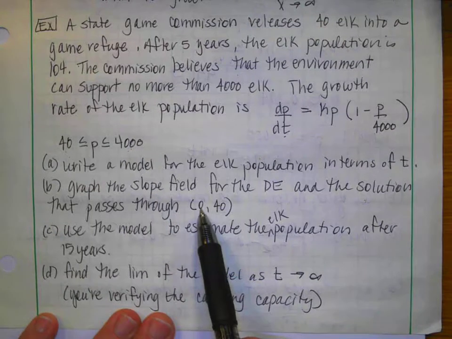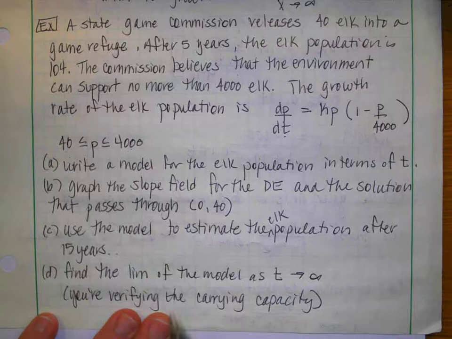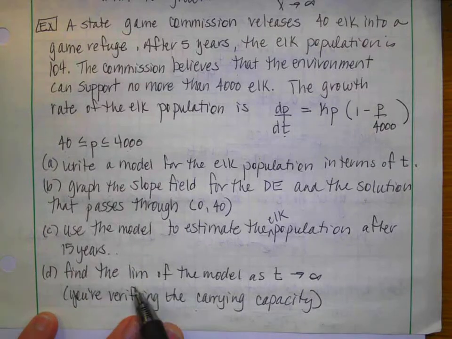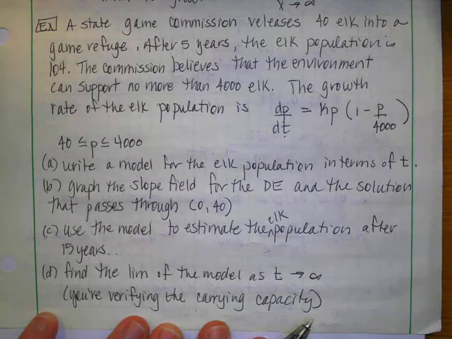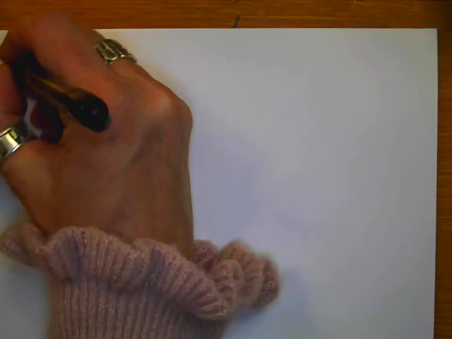Then we want to graph the slope field, which you're going to do in your calculator, okay? And then we're going to use the model to estimate the elk population after 15 years. And then we're going to verify the carrying capacity by finding the limit of the model as t approaches positive infinity. All right, so hopefully you have all that written down. Okay, so pause me and then write it all down. And now I'm going to start doing the problem.